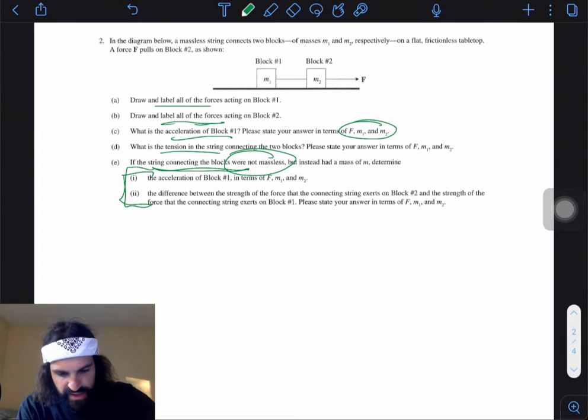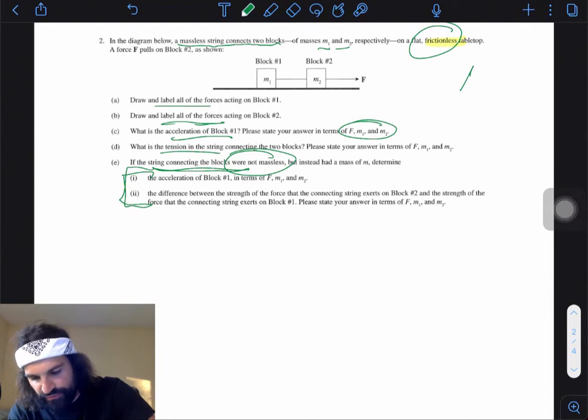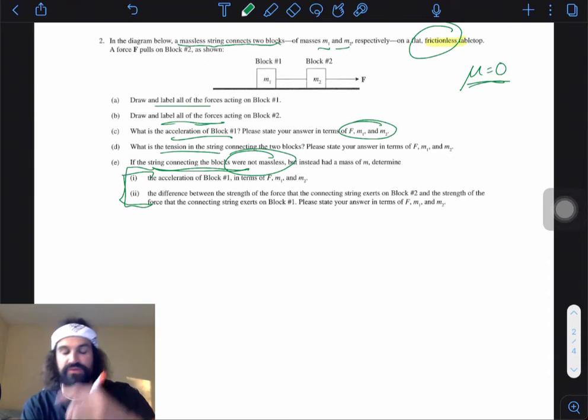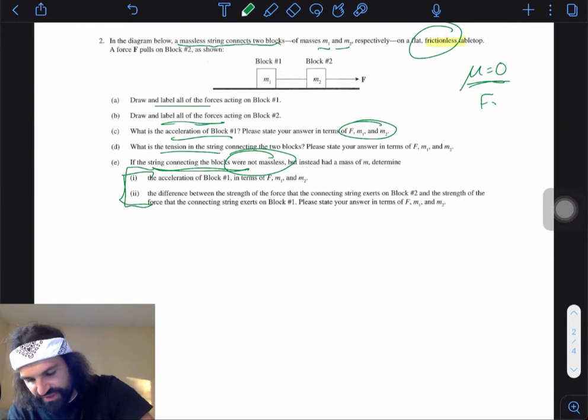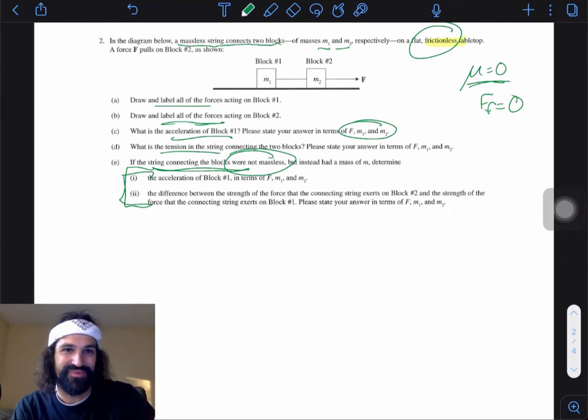Now I'm going back. In the diagram below, a massless string connects 2 blocks, M1 and M2, on a flat, frictionless tabletop. Any time I see the word frictionless, highlight it, circle it, underline it, whatever you need to do so you don't forget it. You could even write friction equals 0, the coefficient of friction equals 0, or force of friction equals 0 if you're afraid you'll forget. I don't think anyone will forget because I think people will be excited that it's frictionless. And a force F. So they didn't tell us anything more. They just said, hey, there's a force F pulling it to the right as shown.